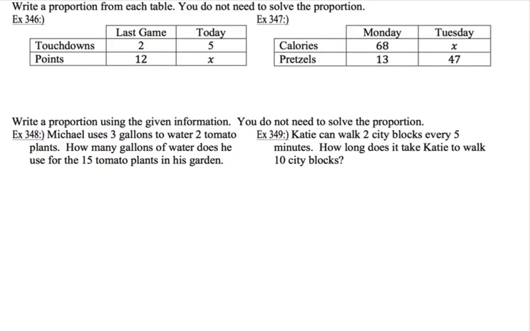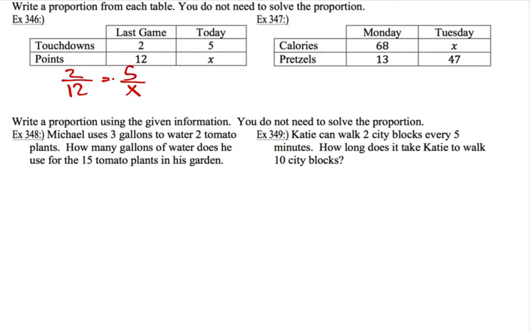Okay, let's write a proportion from each table. You do not need to solve the proportion. Right here, I would just go with 2 touchdowns make 12 points, and 5 touchdowns make X points. And I've got a proportion. There are, of course, 3 other correct answers.